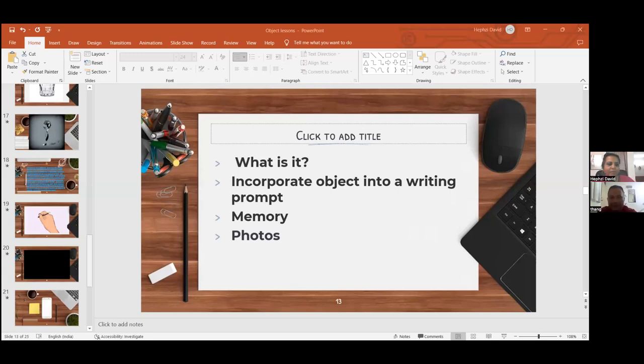It's a joy to be with this class today and share on how to use object lessons in a class.